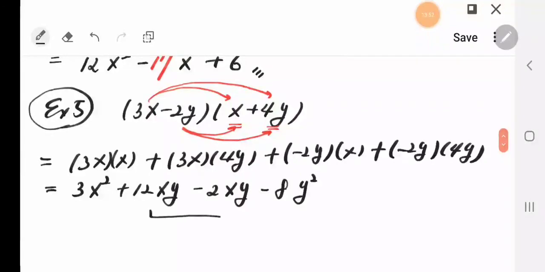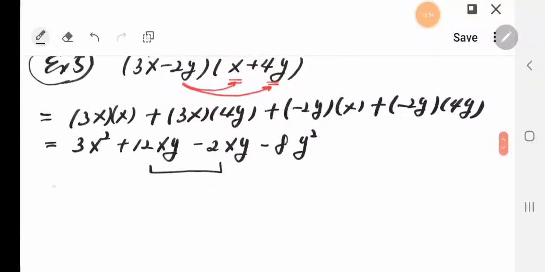We have like terms, the xy terms. So combine these two. So 3x squared, 12 minus 2 is 10, so plus 10xy minus 8y squared.